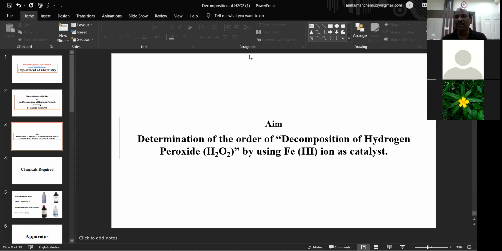Very, very important. Tomorrow or the day after tomorrow I will take one more class for calorimetry: how to take the readings, the tabular form and the calculation, and how to plot the graph. That also I will explain for the calorimeter.